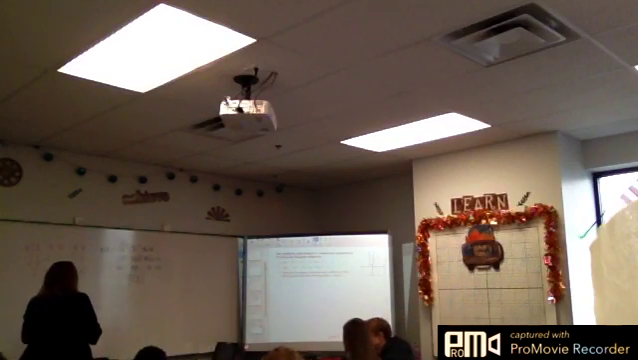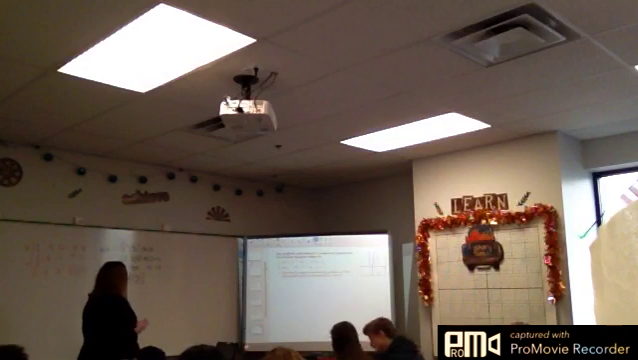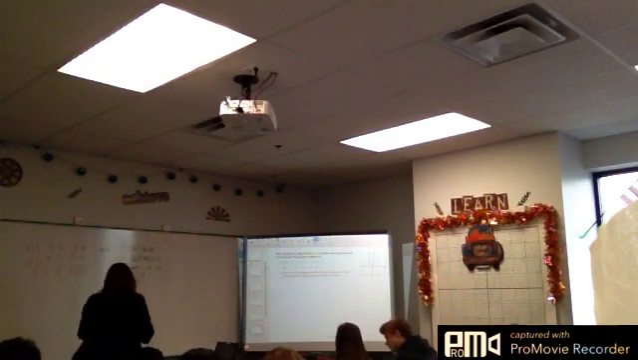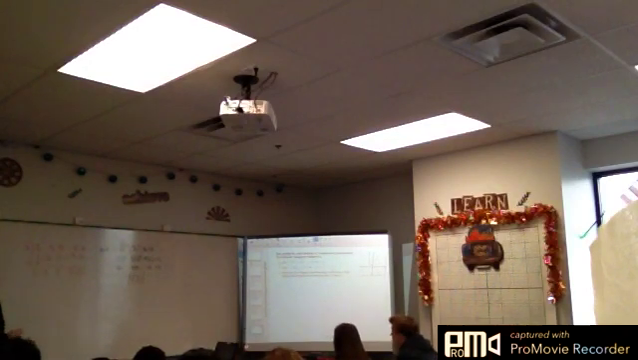Now it says use synthetic substitution to evaluate the polynomial function for the given value of x. So, somebody tell me, how do I set up synthetic substitution for number 6? 2 on the outside. What goes inside? 5, 3, negative 1, and 7. Now what do I do first? Bring down the 5.